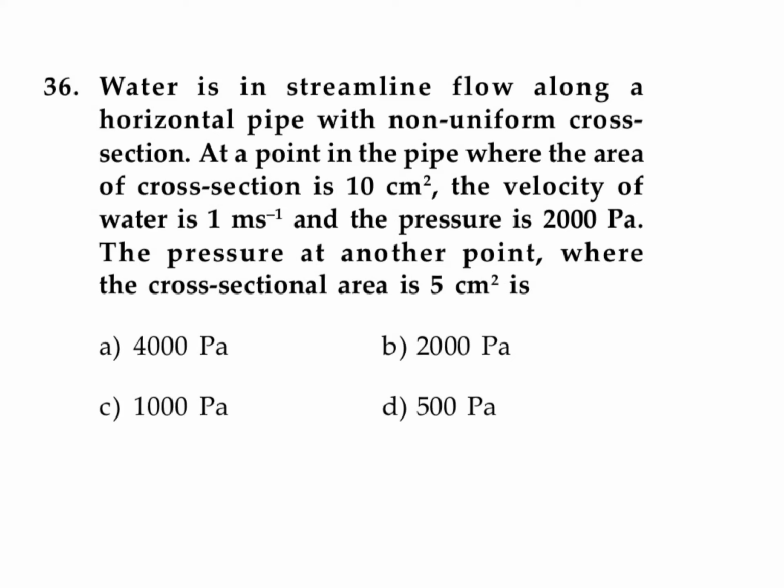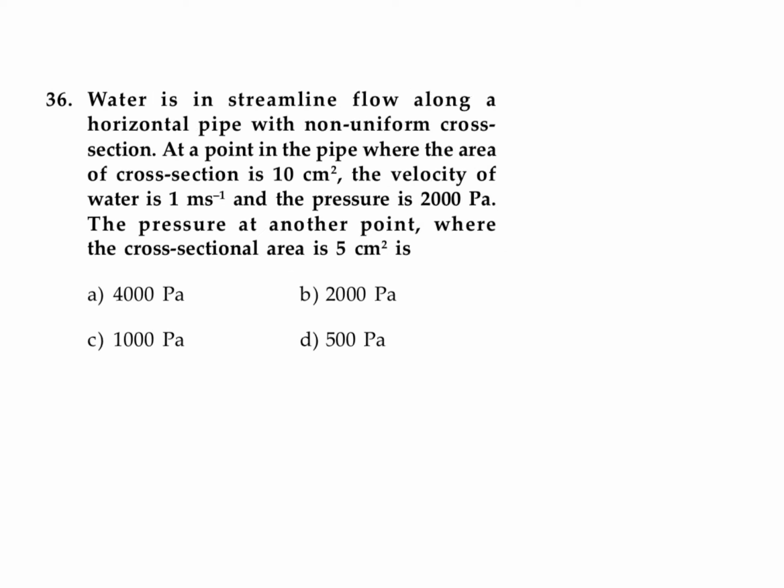It is given that water is in streamline flow along a horizontal pipe with a non-uniform cross-section. At a point in the pipe where the area of cross-section is 10 centimeter square, the velocity of water is 1 meter per second, and the pressure is 2000 pascal. The pressure at another point where the cross-sectional area is 5 centimeter square is?